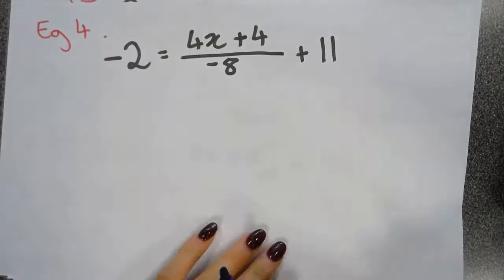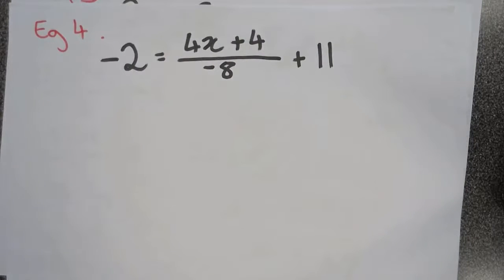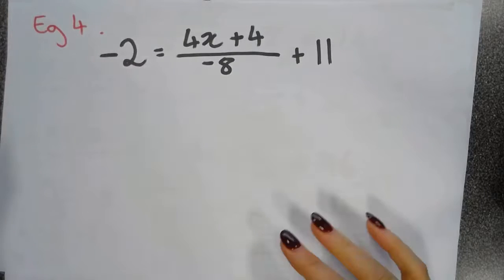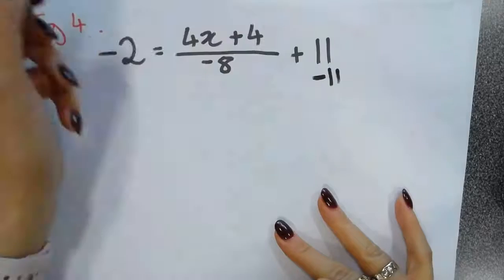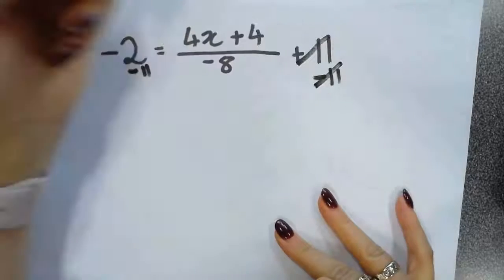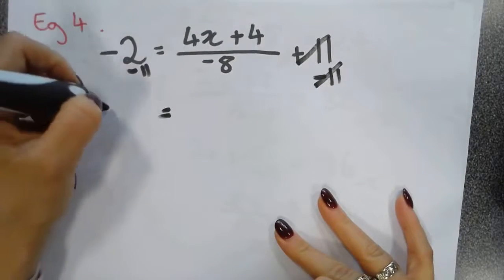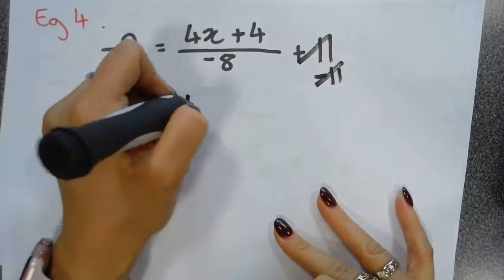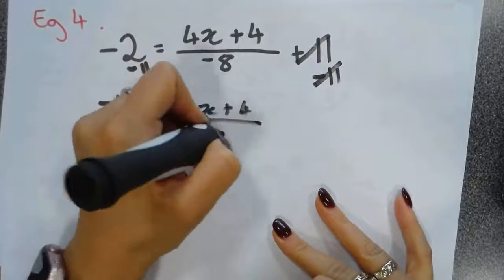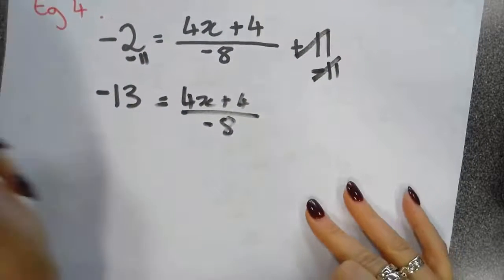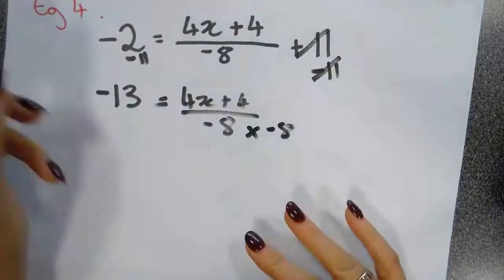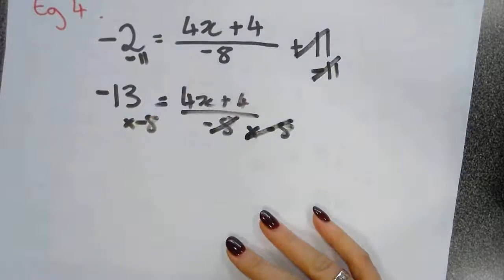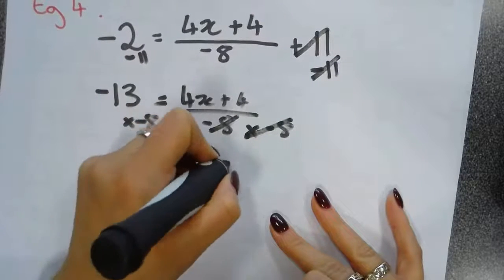Last but not least, just one more example with this multi-step problem. The hardest level that we are getting to in Algebra 4, Year 7, so we're there. Subtract 11, cancel that away, so that's getting further into the negatives, that's negative 13. Okay, from there, 4x plus 4 over 8, negative 8. From there, multiply by negative 8, multiply by negative 8 to cancel that away. 4x plus 4 is left.